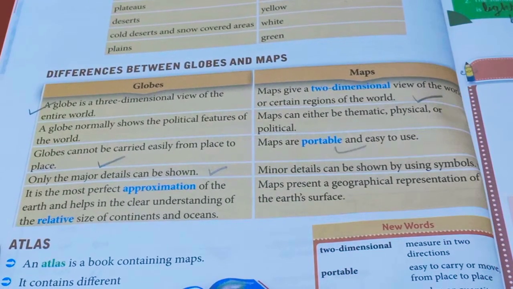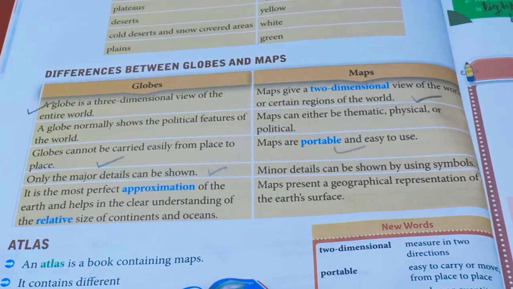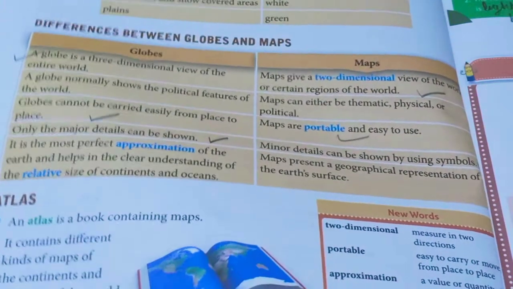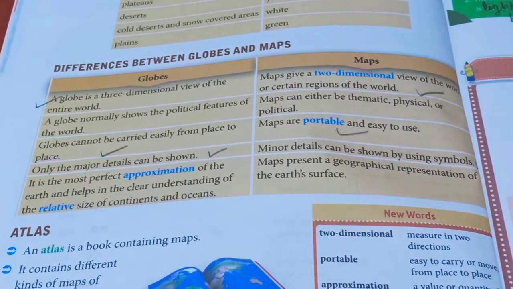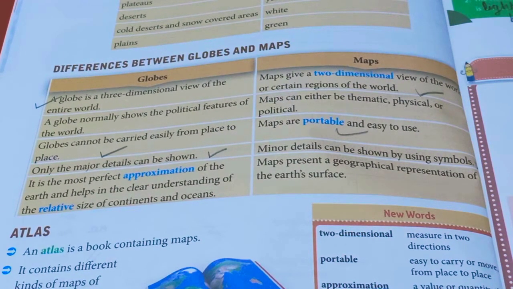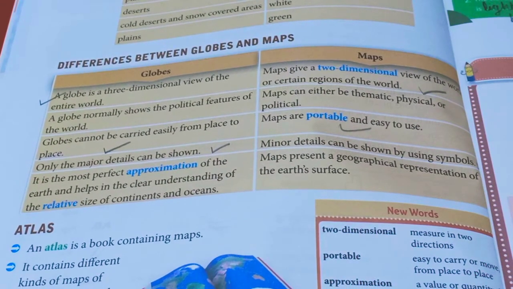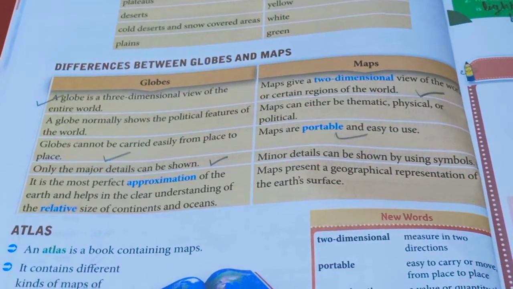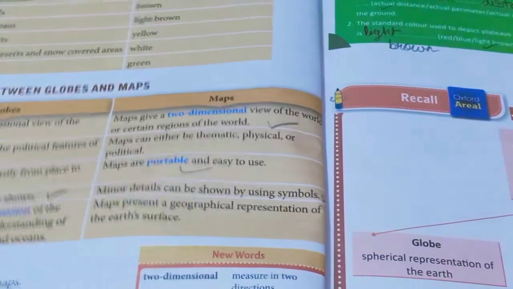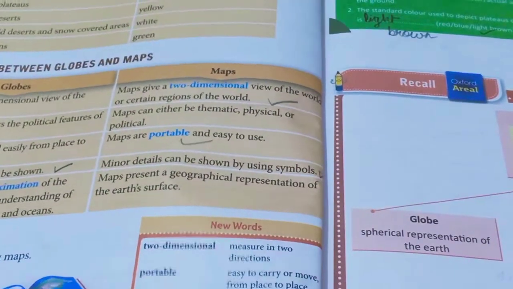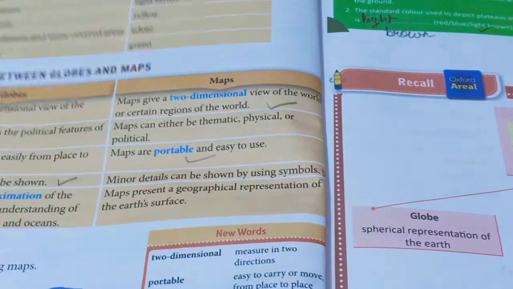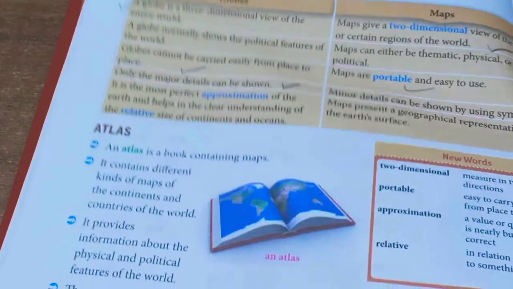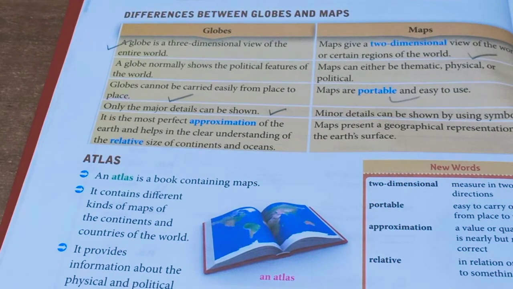Next, a globe is the most perfect approximation of the earth and helps in the clear understanding of the relative size of continents and oceans. Approximation is a very hard word to spell. It is the perfect thing, as the earth looks from space. And a map presents a geographical representation of the earth's surface. Nothing to say over here. It is the earth's surface.